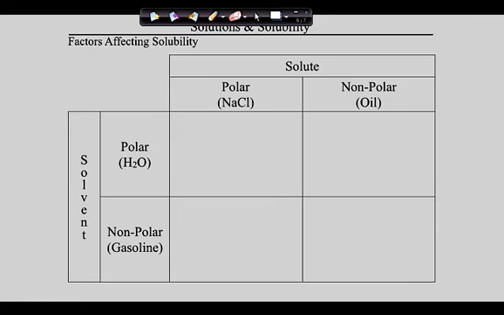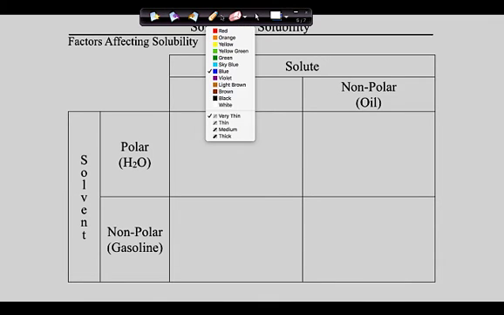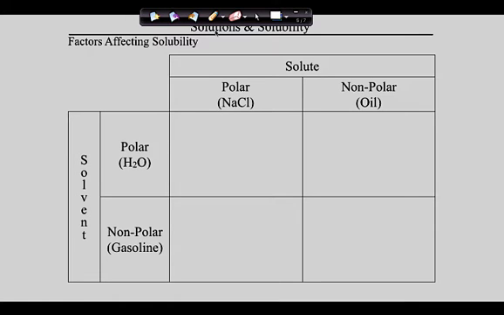let's do this. We're going to go red. Okay, so guys, let's first of all help you understand how this is organized. On the left, we've got solvents. Across the top, we've got solutes. And this all relates to polarity. So, what does polarity have to do with this?